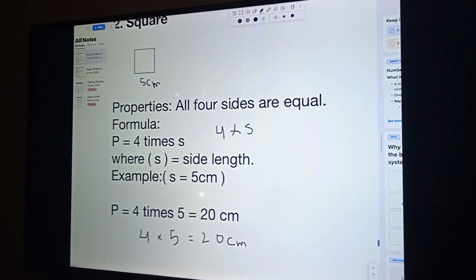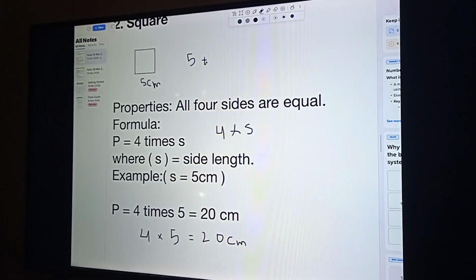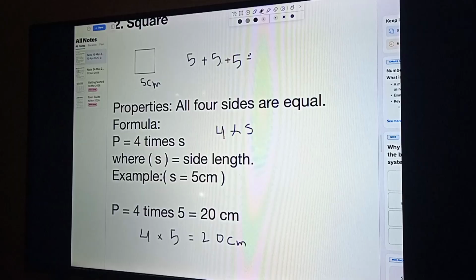You can also add 5 with another 5 with another 5 and another 5. Adding 5 four times gives the same answer, which is 20 centimeter in this case.